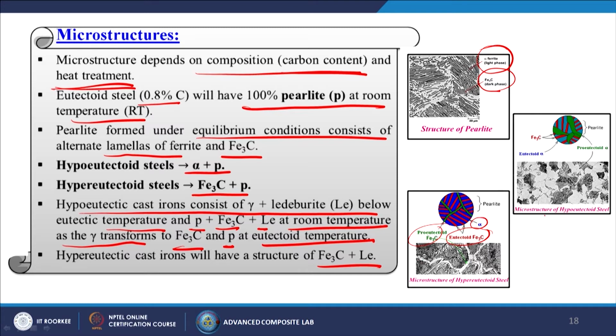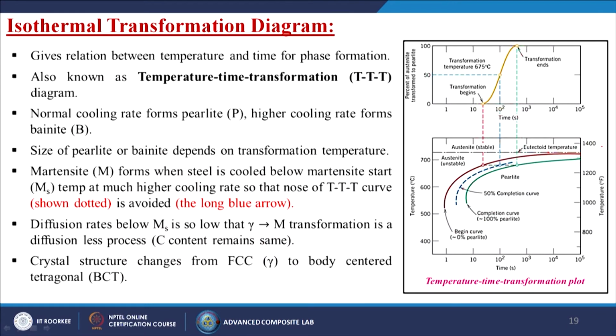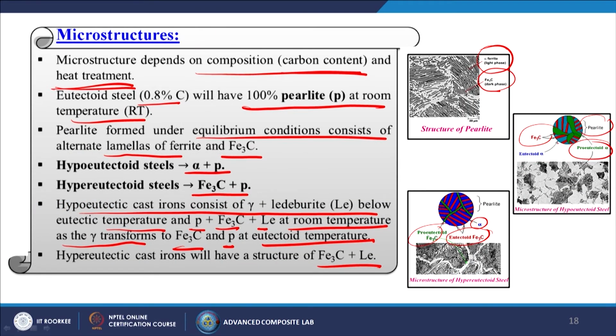Same thing, the microstructure of the hypoeutectoid steel. So, you can get the Fe3C, you can get the pearlite, you can get the proeutectoid alpha, but in this particular case you can see the grain structure is totally different from this one when you are talking about the microstructure of the hypereutectoid steel. So, you are getting the proeutectoid Fe3C, eutectoid Fe3C, alpha and the pearlite. So, in total the microstructure is changing.